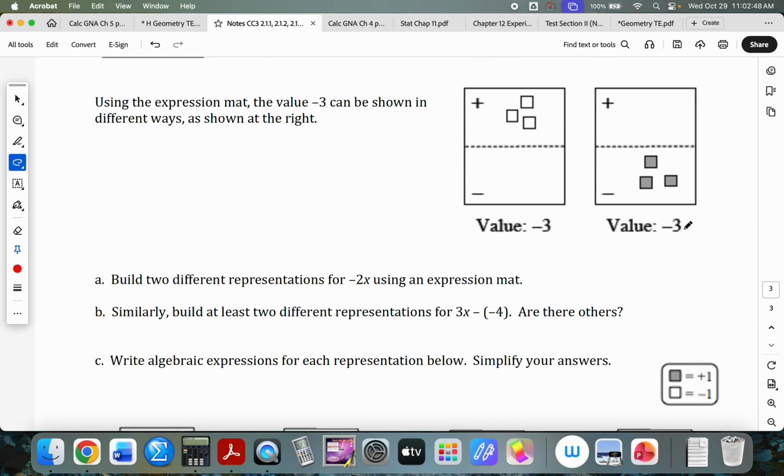On your expression mat, go ahead and build a representation for negative 2x. There are two different ways to do it. The red side on these is the negative side of the tiles. On your mat, please build negative 2x.